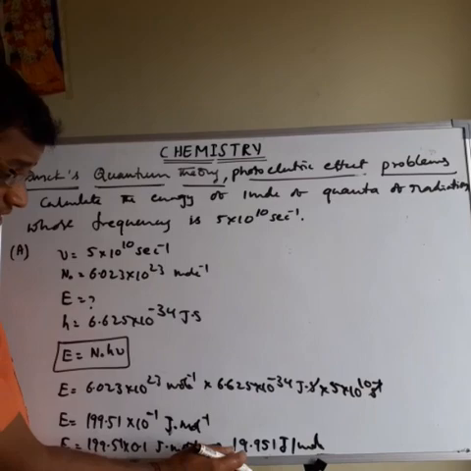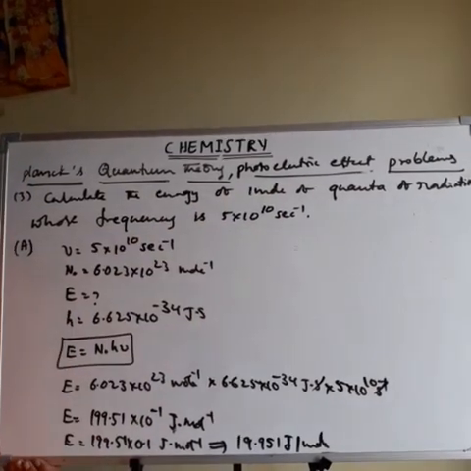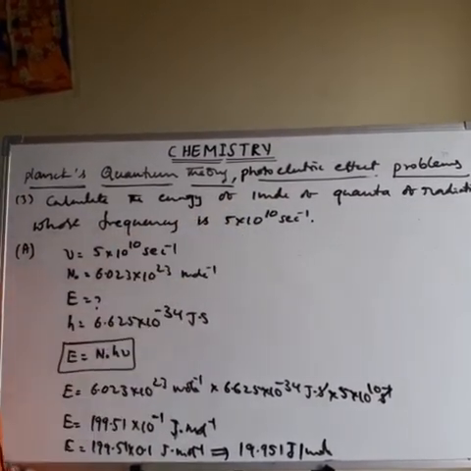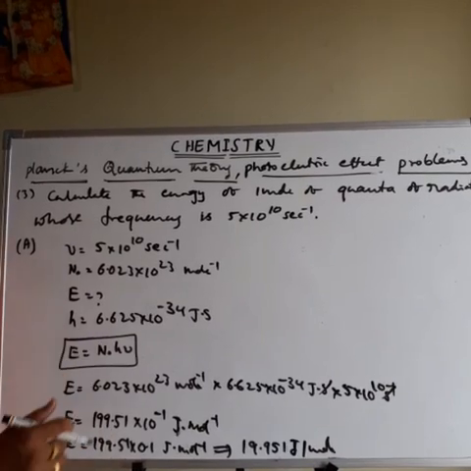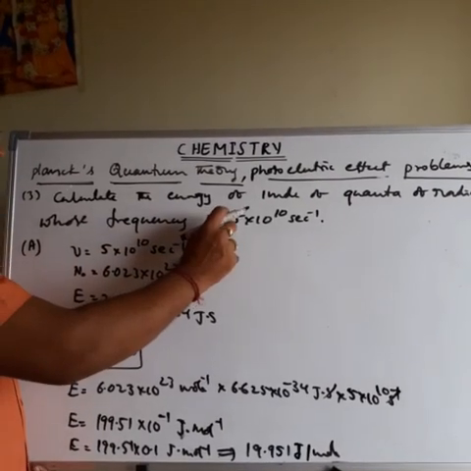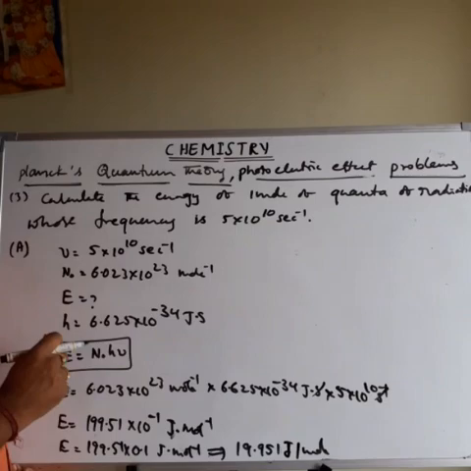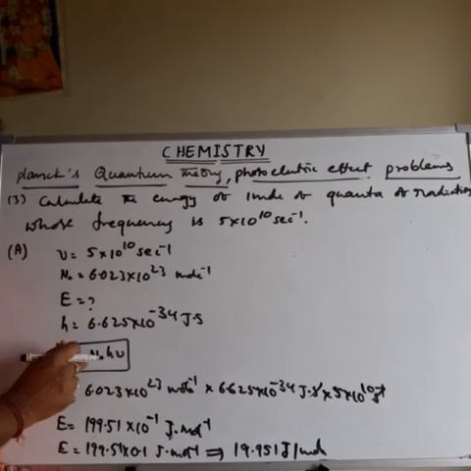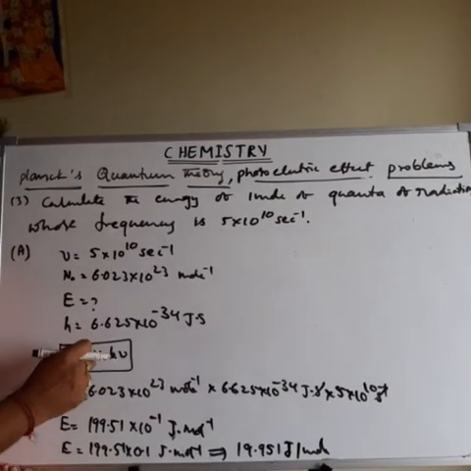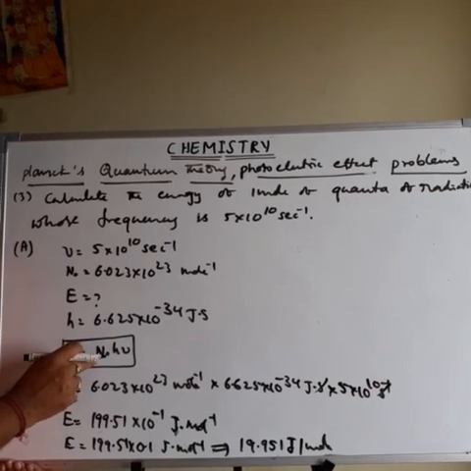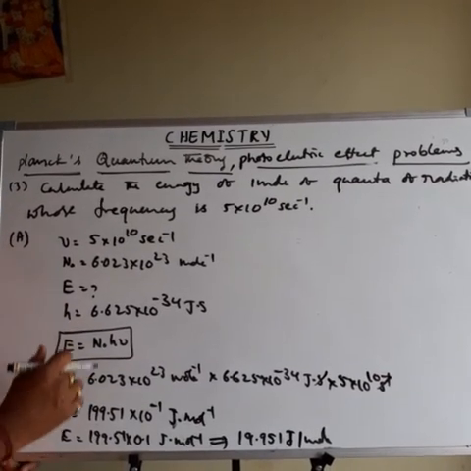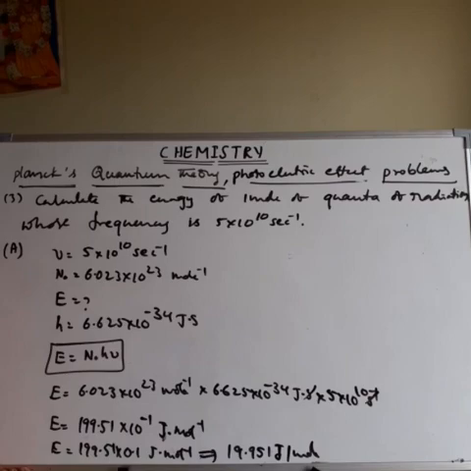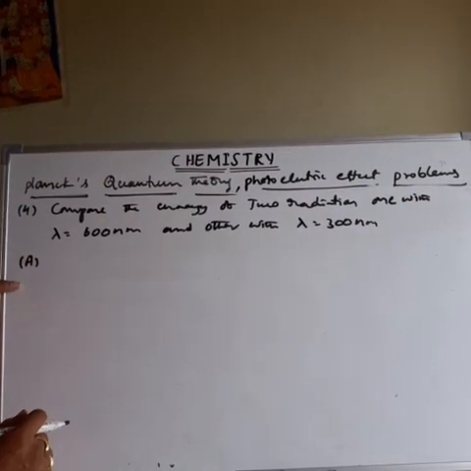So this is about the energy of 1 mole of quanta of radiation of frequency 5 into 10 power 10 second inverse. Here they gave the frequency and 1 mole of quanta, then energy E is equal to N h nu. If they give 1 mole, N naught value, I already told this formula, you have to use this formula. So this is a very simple model problem.